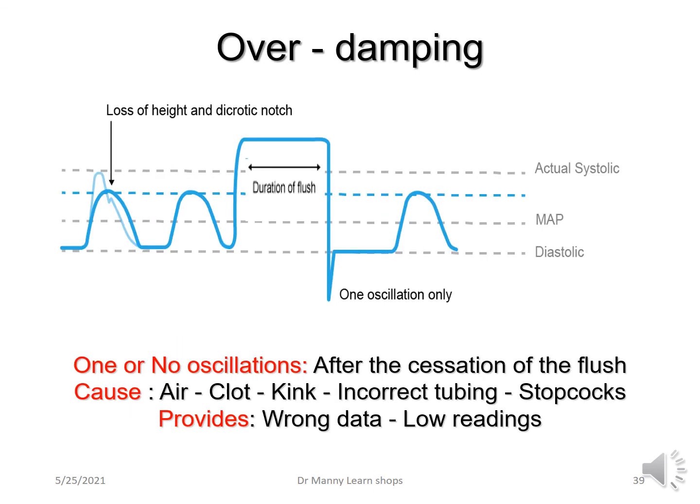Then you've got overdamping. Overdamping basically means that you have one or no oscillations at all after you stop the fast flush. This can be as a result of air bubbles in the tubing, a clot or thrombus, kinking of the tube, or incorrect tubing. There could be stopcocks in the system, which again isn't recommended. As a consequence, this will provide the wrong data and lower readings.